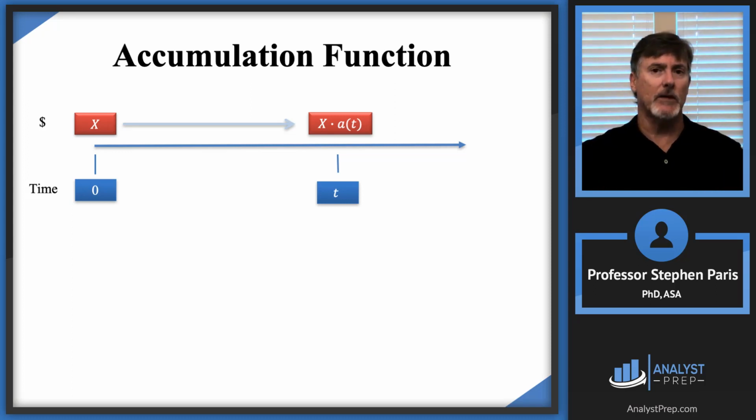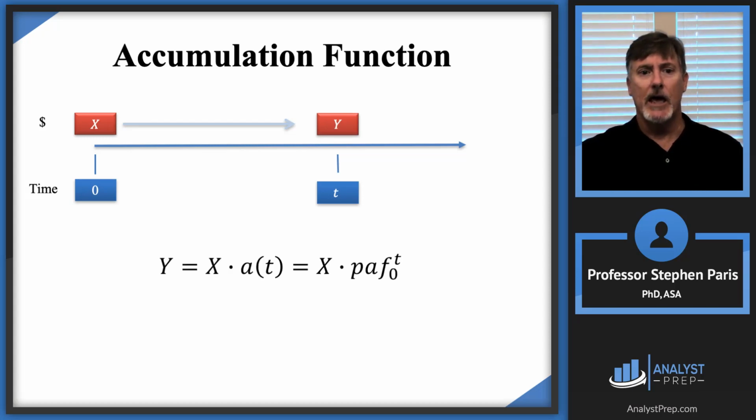I wanted to put this slide back on so we can relate it back to what we did in the previous videos. In the previous videos, we talked about accumulating from time zero to time t, and we denoted the amount at time t just by a dollar amount cap Y. Well, now we're saying that cap Y is cap X times a of t, but from the previous videos, we had that the cap Y value was the cap X value times the periodic accumulation factor from time zero to time t. And so we could have just as easily defined the accumulation function a of t as just the periodic accumulation factor from time zero to time t.